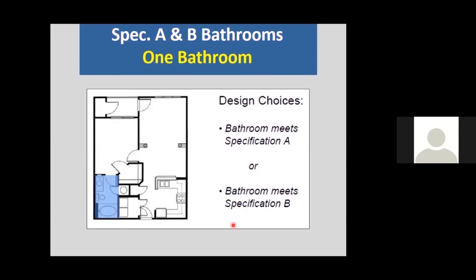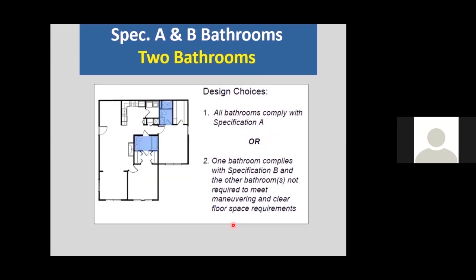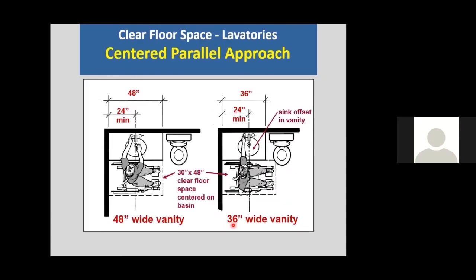You can choose A or B. It is designer's choice. If there's only one bathroom in the unit, you can choose A or B. If there's more than one bathroom in the unit and you decide to choose the A option, those options must be complied with in all of the bathrooms in the unit. If you choose the B option, you can apply that to only one bathroom in the unit, and it's the bathroom of your choice.